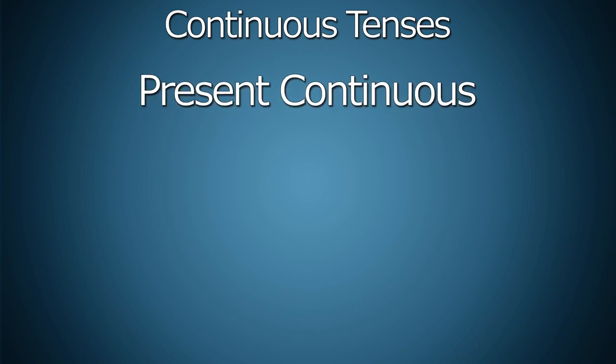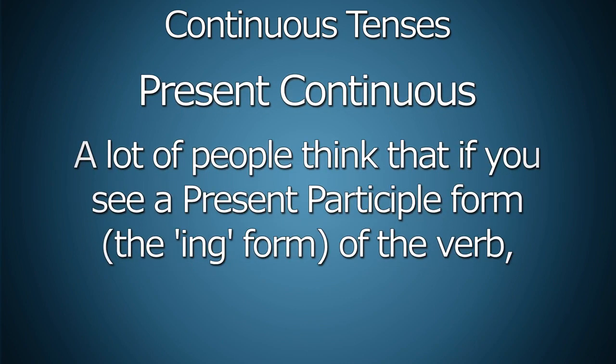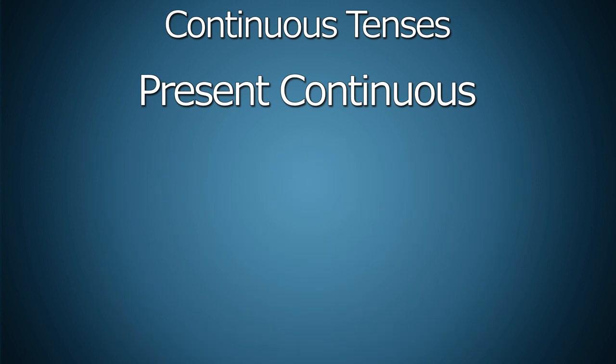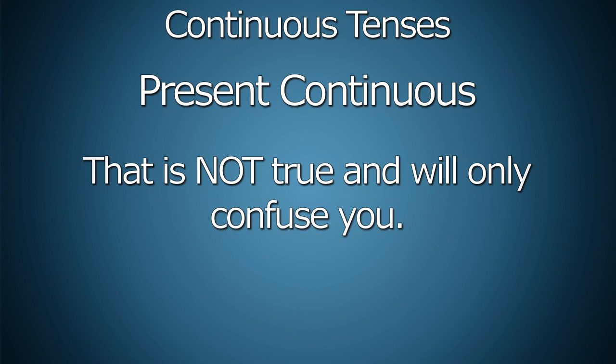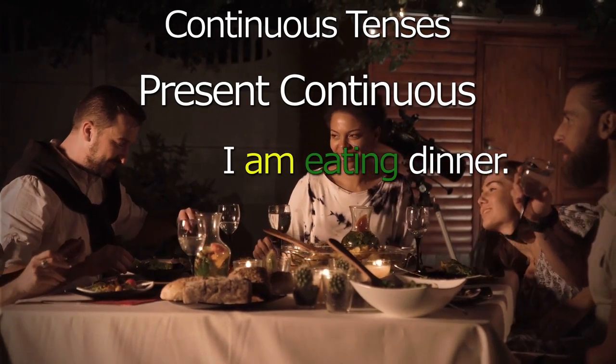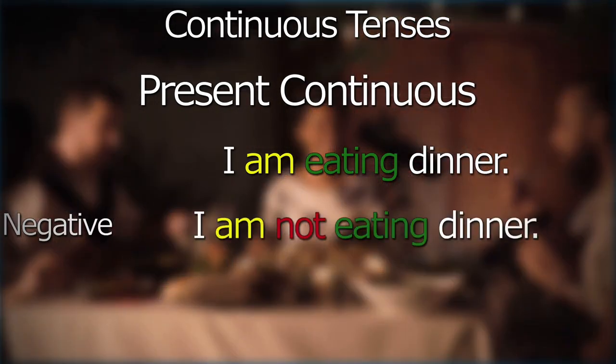Present continuous. Now, I'd like to point out that a lot of people think that if you see a present participle form, the ing form of the verb, that means the sentence is present continuous. That is not true and will only confuse you. A sentence is only a continuous form if it has the ing form of the verb and the verb to be as a helper verb. For example, I am eating dinner. Negative. I'm not eating dinner. Question. Am I eating dinner?